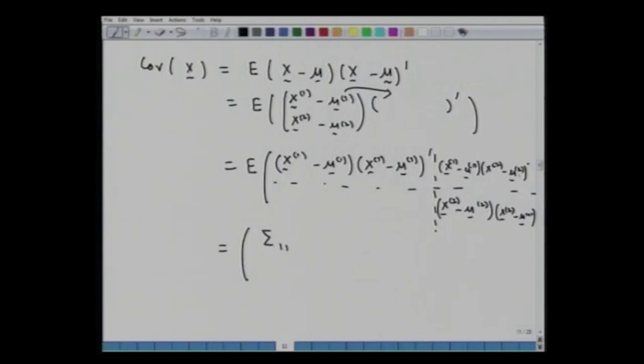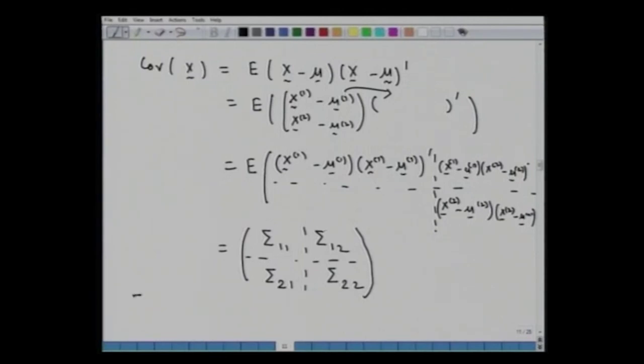This would be a p by q matrix, which we denote by sigma 1 2, and then the expectation of the quantity which is here would be a q by p, which is denoted by say sigma 2 1. The last block here will have this partitioning carried forward. When we take the expectation of this block, that is denoted by sigma 1 1. When we take expectation of this block, that is going to be denoted by sigma 2 2, which is a q by q dimensional matrix. And the expectation of this block is denoted by sigma 1 2.